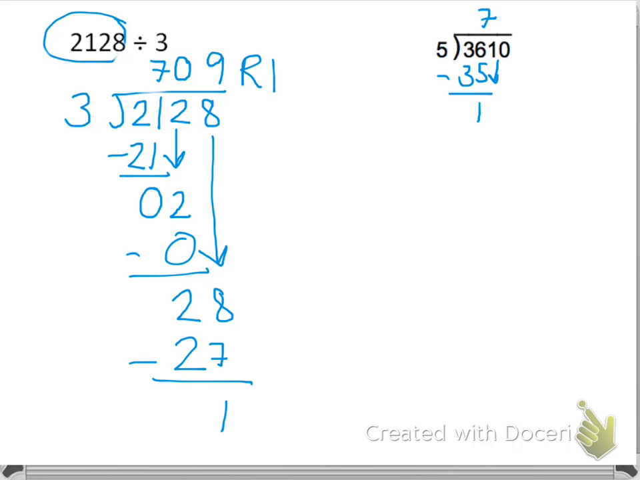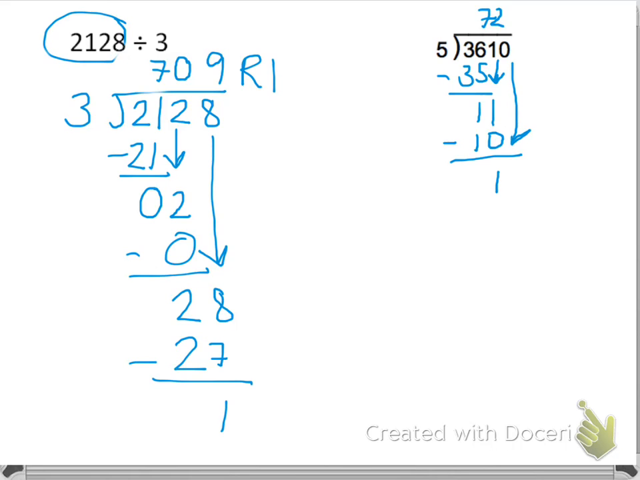Now we bring it down, so bring down that 1. How many times can 5 go into 11? It goes in 2 times. And 2 times 5 is 10. Now we're going to subtract it. 11 minus 10 gives 1.